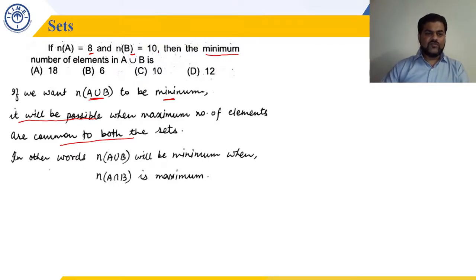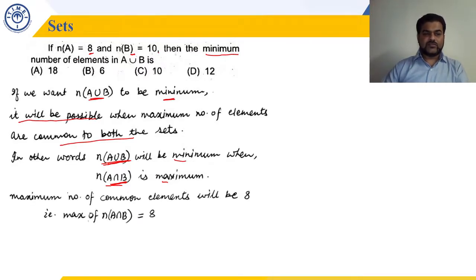So in other words, I am stating the same thing in another way: the number of elements in A union B will be minimum when the number of elements in A intersection B is maximum. The number of common elements is nothing but A intersection B. So for A union B to be minimum, A intersection B must be maximum. What is the maximum possible number of elements in A intersection B? The maximum number of common elements will be 8 only.